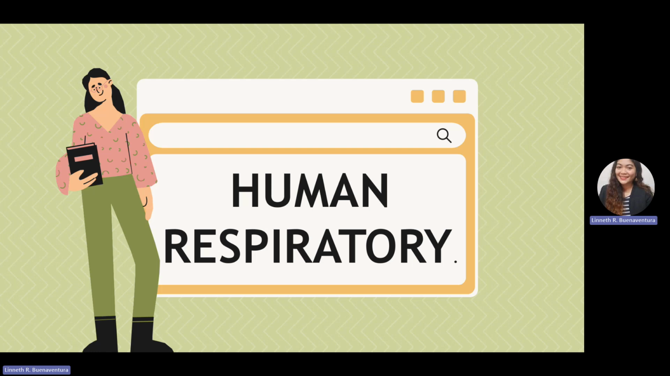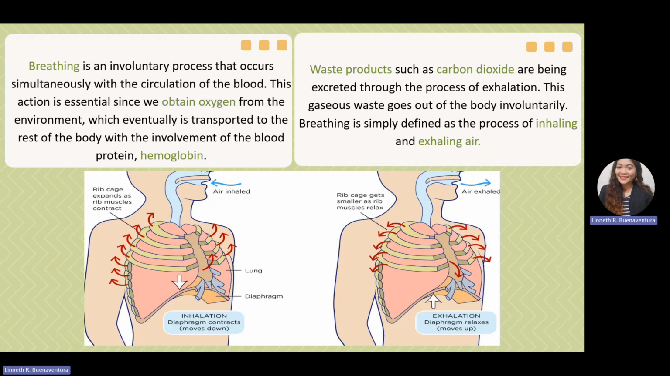How about the human respiratory system? How do they carry on the gas exchange? We have different processes. One of them is breathing. Breathing is an involuntary process that occurs simultaneously with the circulation of the blood. That's why later on, once we're done with gas exchange, we will proceed to the transport system of blood in our body. This action is essential since we obtain oxygen from the environment, which eventually is transported to the rest of our body with the involvement of the blood protein known as hemoglobin.